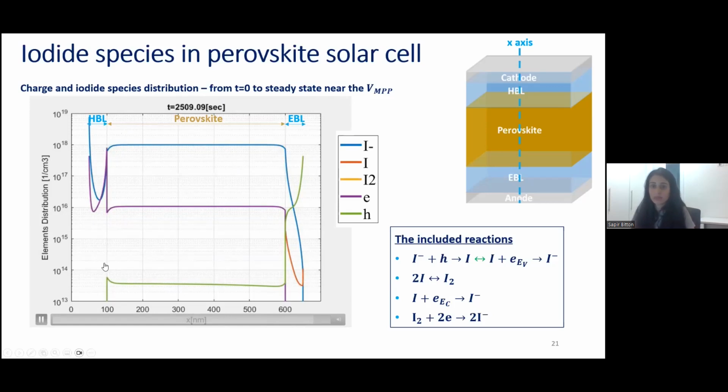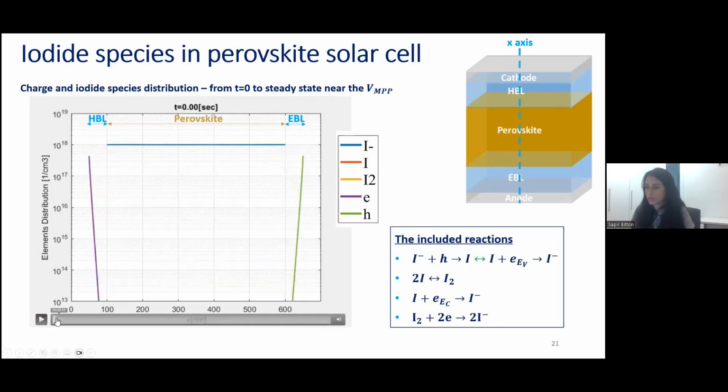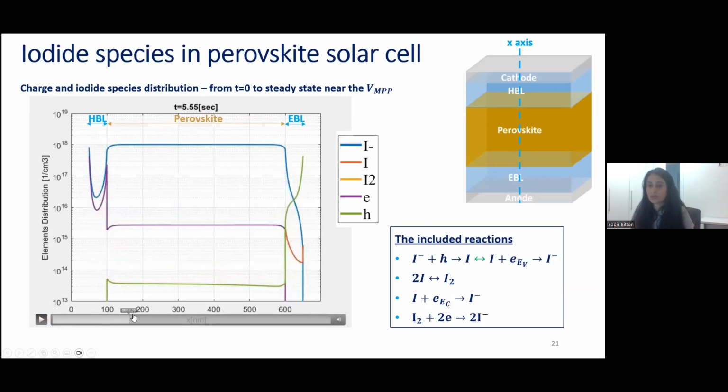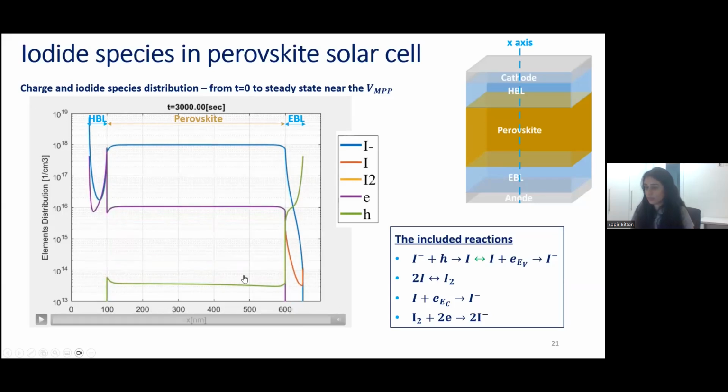And also, if I start it from the beginning, we can observe from this video that the more ions coming out of the perovskite, the blue graph, the more electrons enter it, the purple graph. So I will talk about it later.